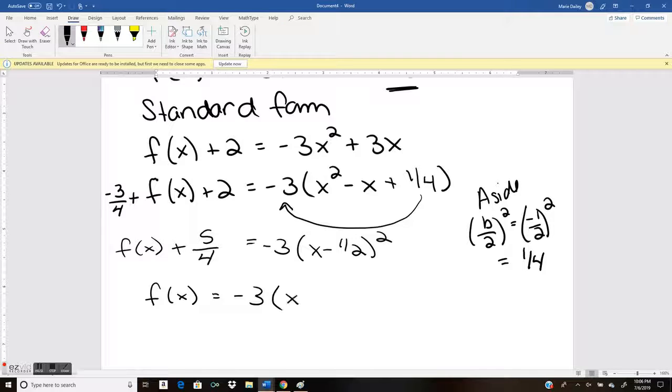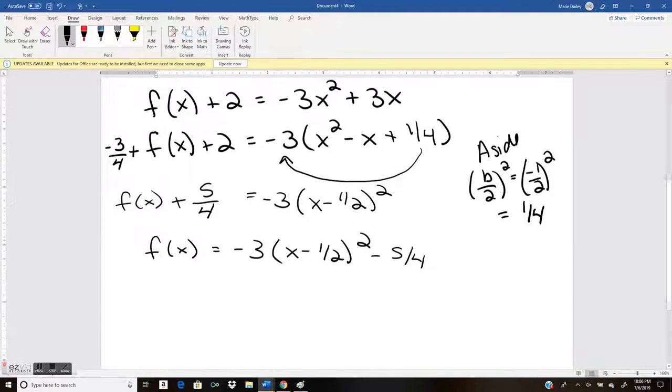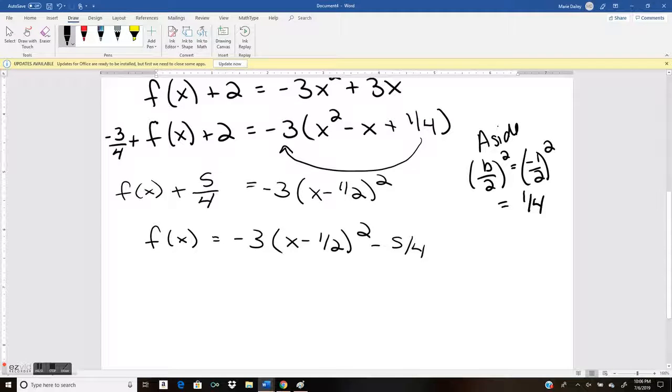Woo! All right, and there we go. Now we are in standard form officially. Now that we're in standard form, we can go ahead and talk about the domain. Since it is a parabola, its domain is going to be all real numbers, so negative infinity to infinity.